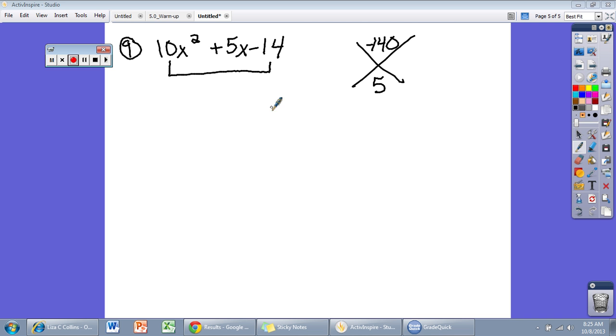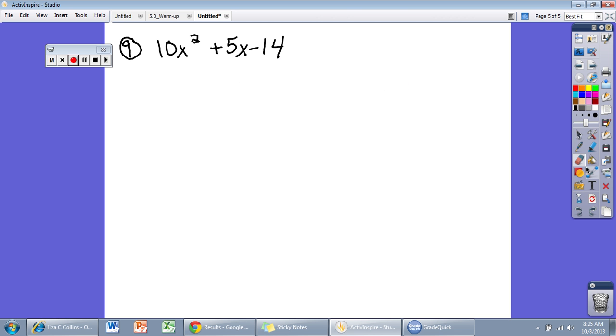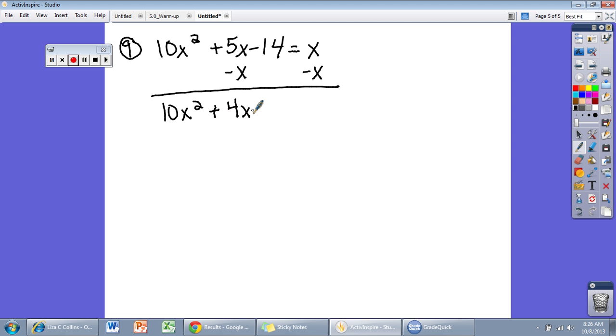And here's where I noticed I made a mistake because I can't find numbers that add to 5. What I forgot to write down here was the other side of the equation, and we can't forget about that. So we have 10x squared plus 5x minus 14 is equal to x. This makes a big difference. So now I'm subtracting x from both sides: 10x squared plus 4x minus 14 is equal to 0.